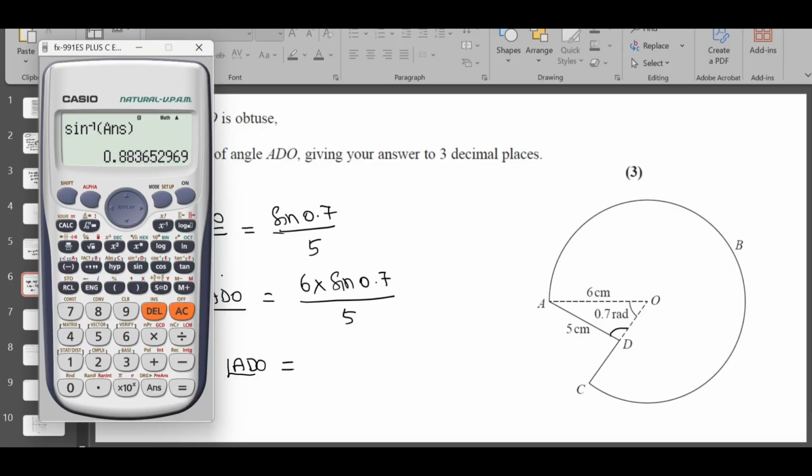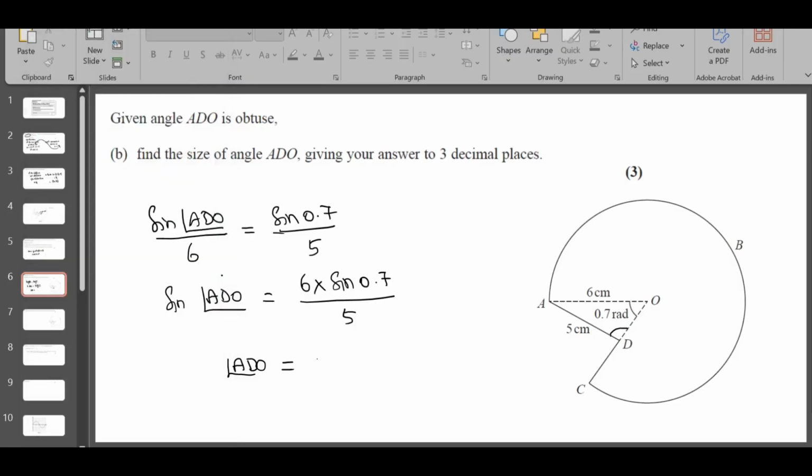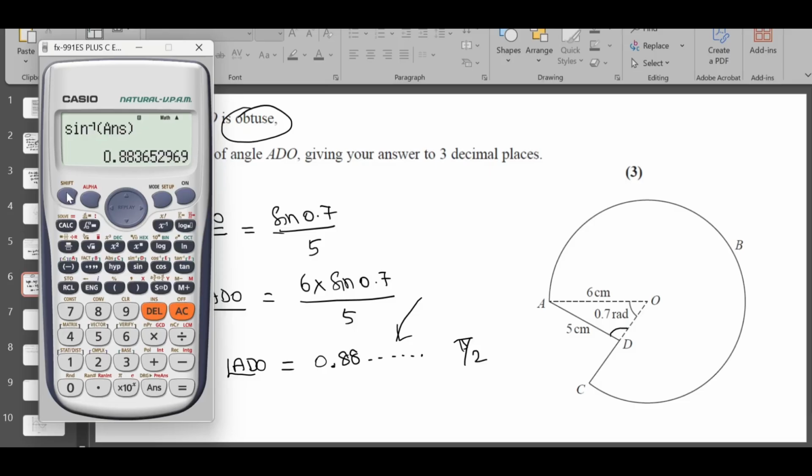Okay, we got the answer, 0.88 dot dot dot. But the question says it's an obtuse angle, so we need to check whether it's obtuse or not, whether this value is bigger than pi over 2. I'm going to store the value first as b. Pi over 2 is 1 point something, so it is an acute angle, right?